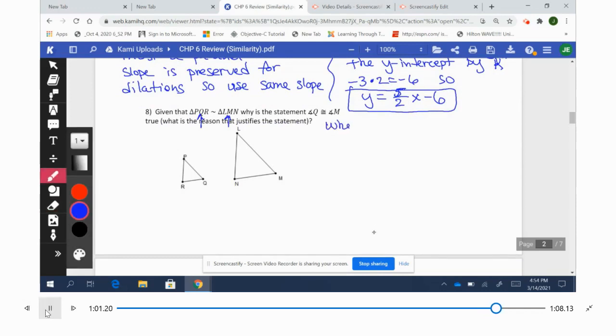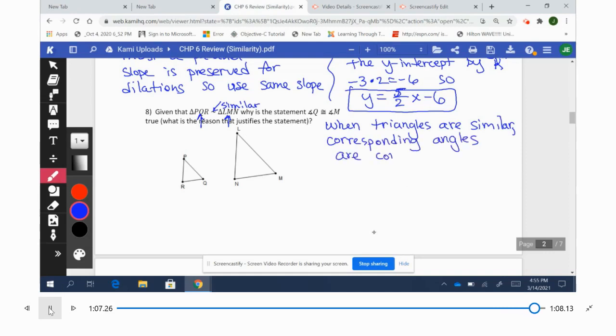Okay. All right, so for this, they're giving us the similarity statement. That's what this is called. So what you're looking for is, in similar triangles, corresponding angles must be congruent. That's exactly what the reason is going to be. That's all we're going to say. When triangles are similar, corresponding angles are congruent. All right, that's it for page 2.